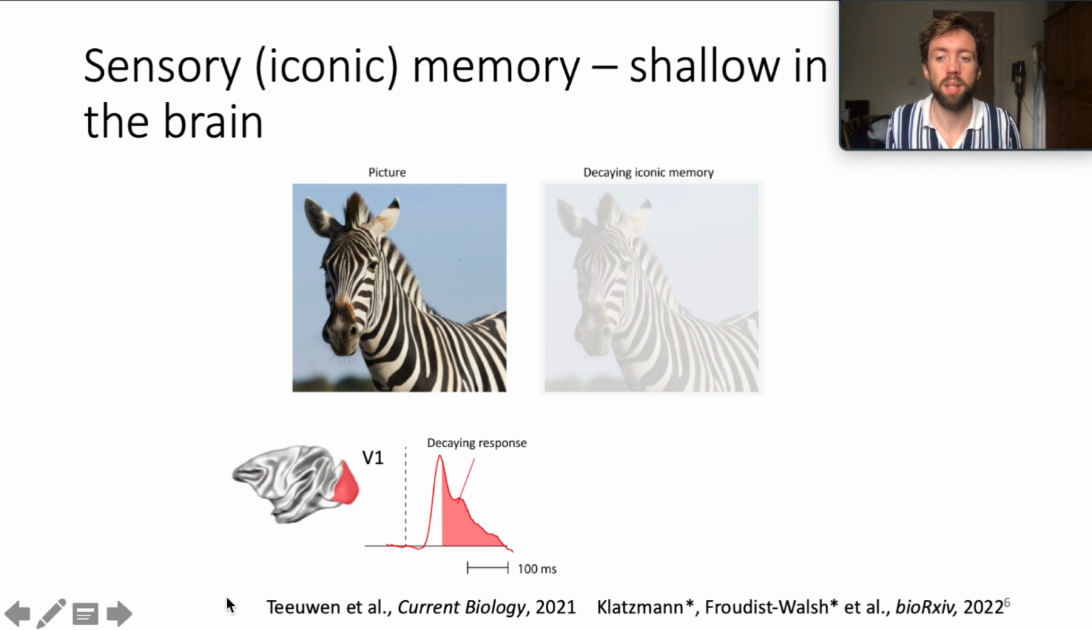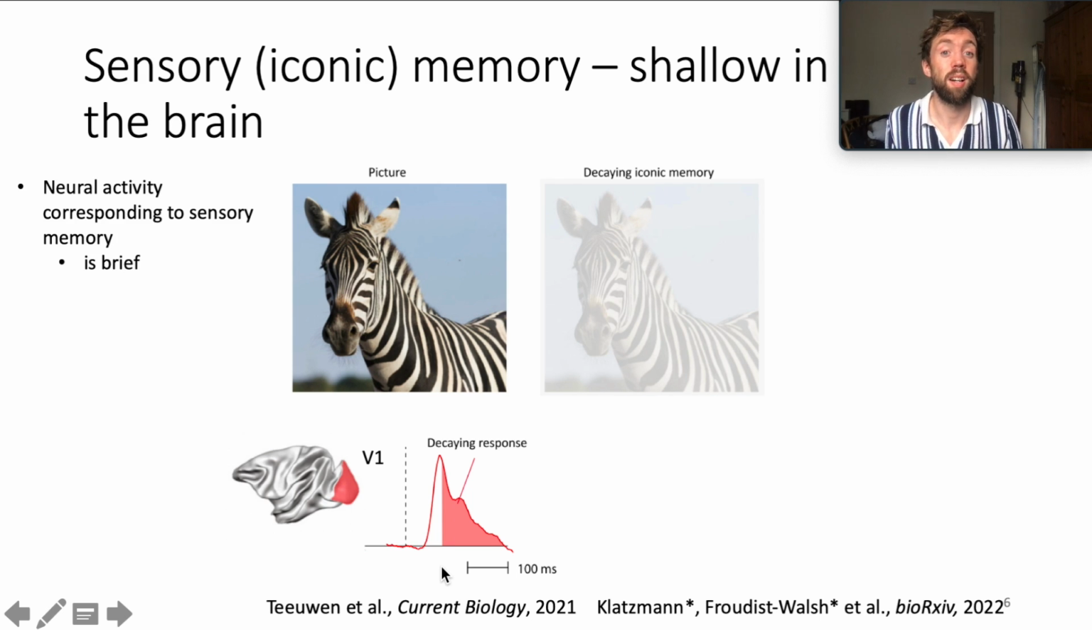Peter Roelfsema's group in the Netherlands have shown that the amount of time with which you can retrieve an iconic memory corresponds quite nicely to the amount of time that activity dies off in neurons in V1, which is the primary visual cortex, or the first step of visual processing in the cortex. And this lasts for about 100 milliseconds, give or take.